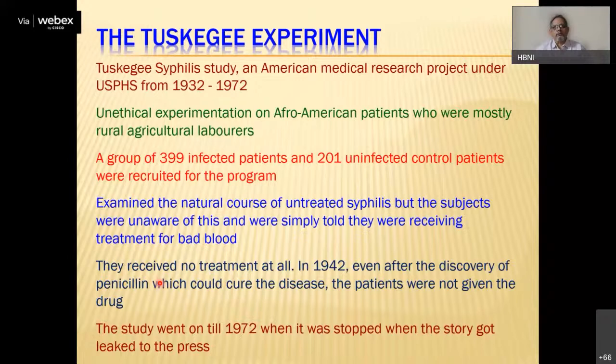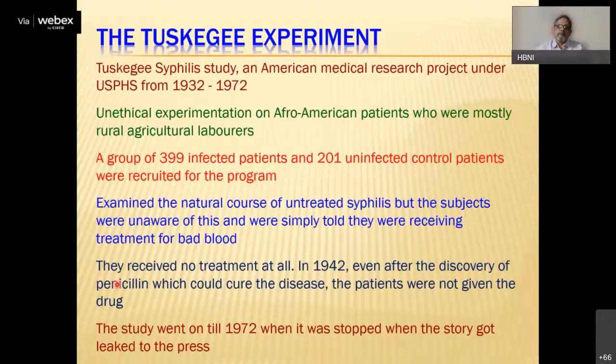But unfortunately, the subjects were totally unaware about this hypothesis or the objective of the program. They were simply told that they were receiving treatment for bad blood. And what is bad blood? Bad blood is just a synonym for, in those days, because these people were mostly illiterate, they used to consider all diseases were caused by bad blood. So they were told that they were receiving treatment for bad blood. But in reality, they actually received no treatment at all.